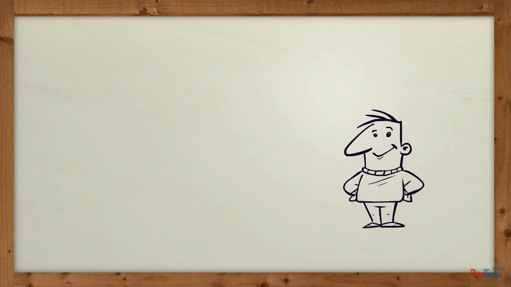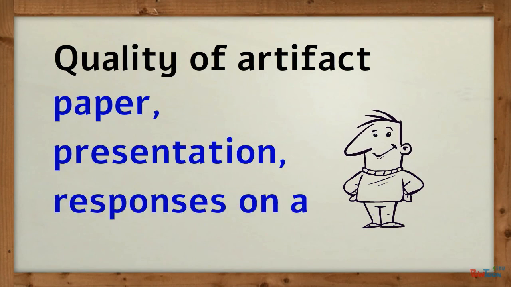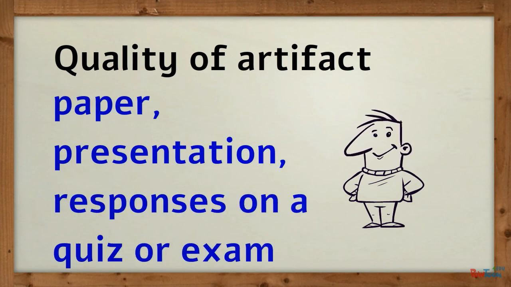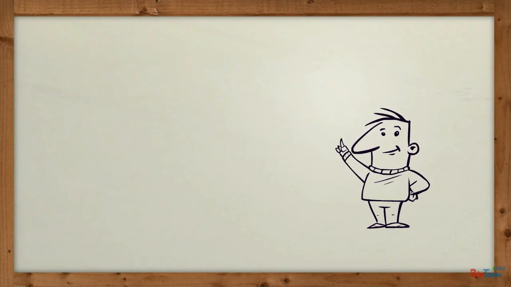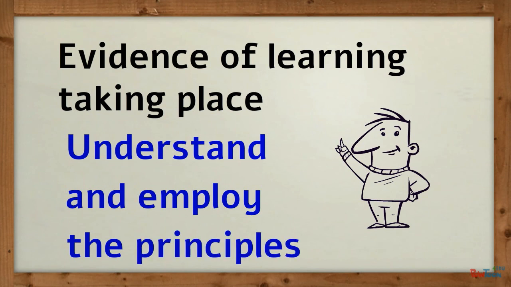One common criteria for judging success is based on the quality of the artifact produced by the learner when completing the assessment task. This could include a paper, a presentation, written responses on a quiz or exam, or various other kinds of artifacts that can be judged. Criteria for judging these artifacts is typically based on the evidence that demonstrates how well the learning has taken place, i.e., how well do the learners understand and can employ the principles from the course.